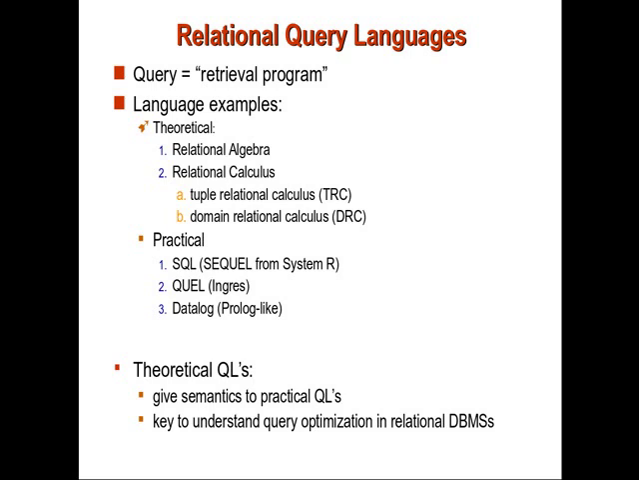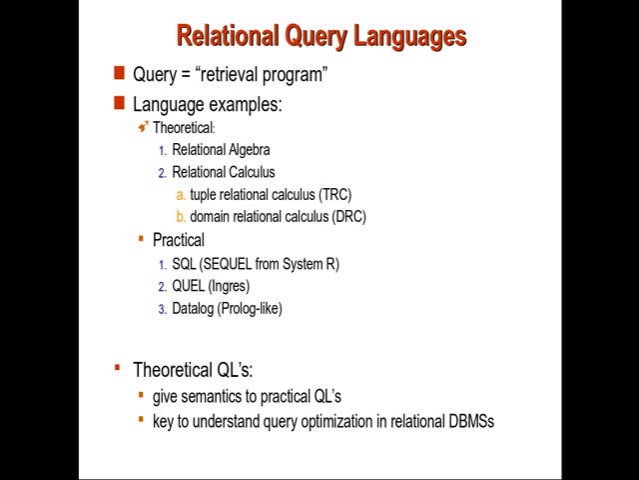Relational query languages allow us to manipulate and retrieve data from databases, and we can say that a query is also a retrieval program. There are two types of relational query languages. They can be theoretical or they can be practical. The examples of theoretical query languages are relational algebra, which is the topic of our presentation, and relational calculus, which consists of tuple relational calculus and domain relational calculus. The examples of practical query languages are SQL, Quel, and Datalog.